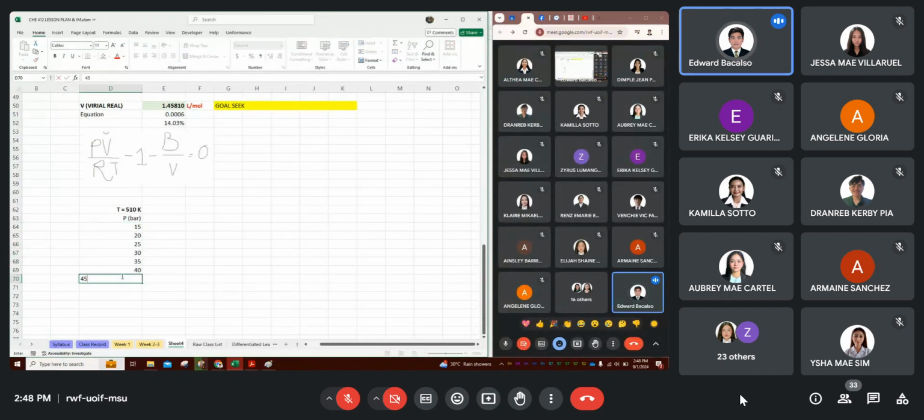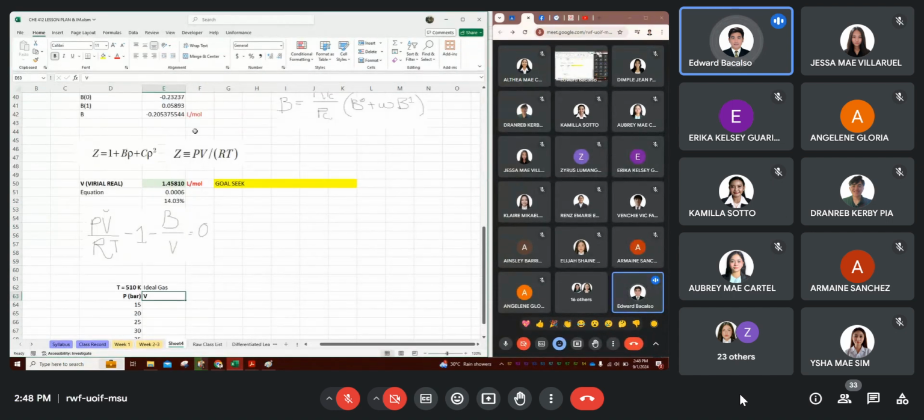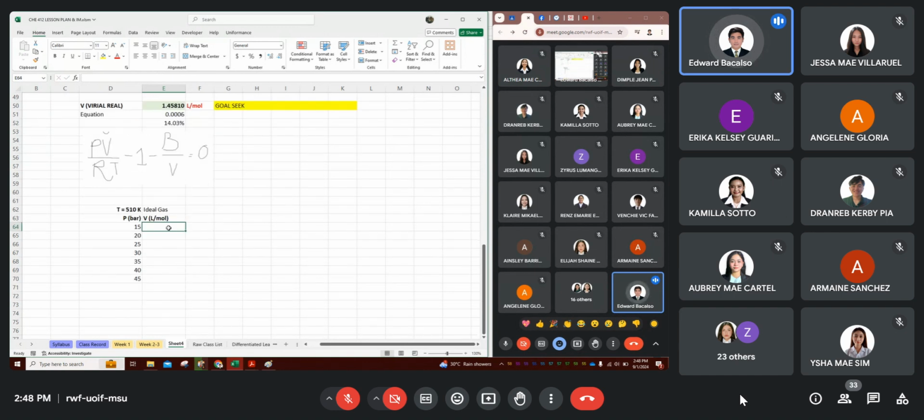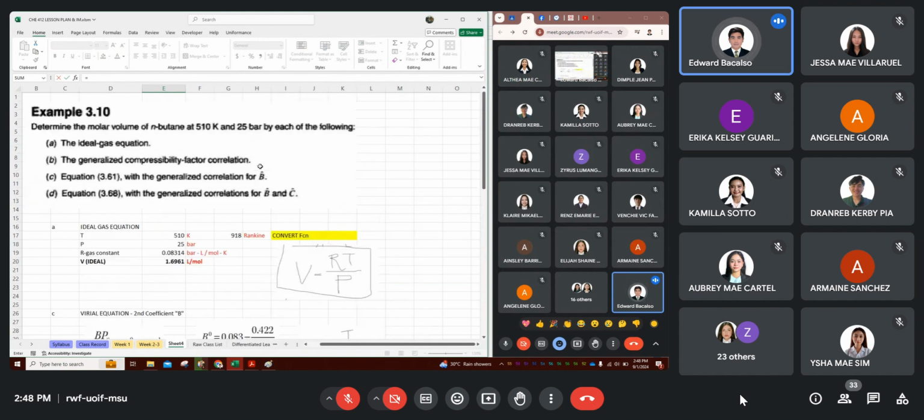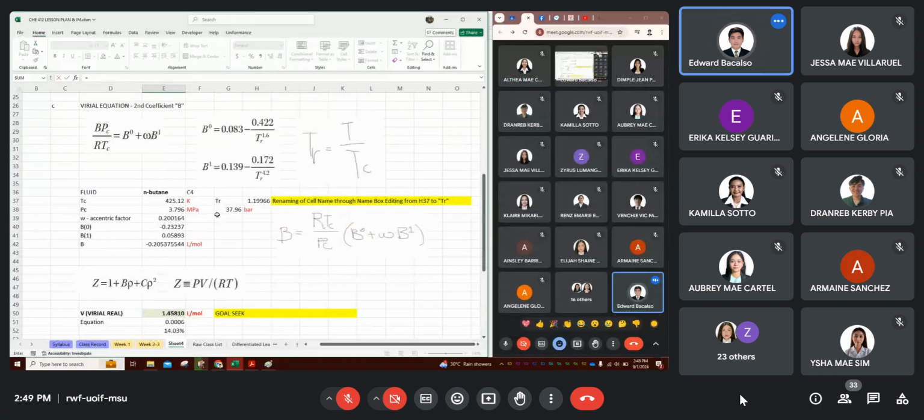Gawin po natin 45. And then molar volume. Let's say ideal muna. Ideal gas. So volume, unit of volume is liters per mole. Okay. So paano computein yung volume in terms of ideal gas? So just have to follow the earlier formula, RT over P. So R times T over P.